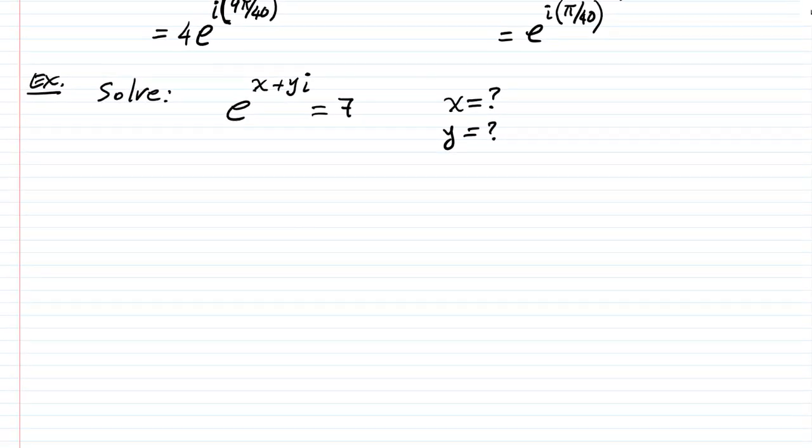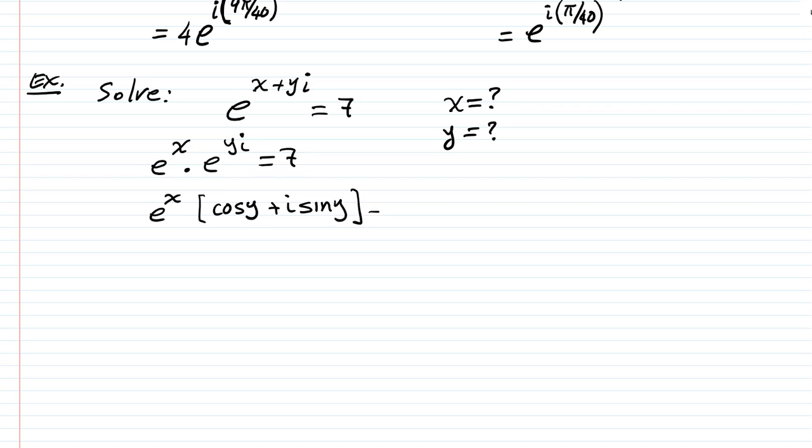Right, so how are we going to solve this equation? Well, let's think a little bit. e to the x plus yi, I can write it as e to the x times e to the yi. Now, e to the x is the real part. The imaginary part is e to the yi, which I can write using Euler's formula as cosine y plus i sine y, correct? Equal to 7.